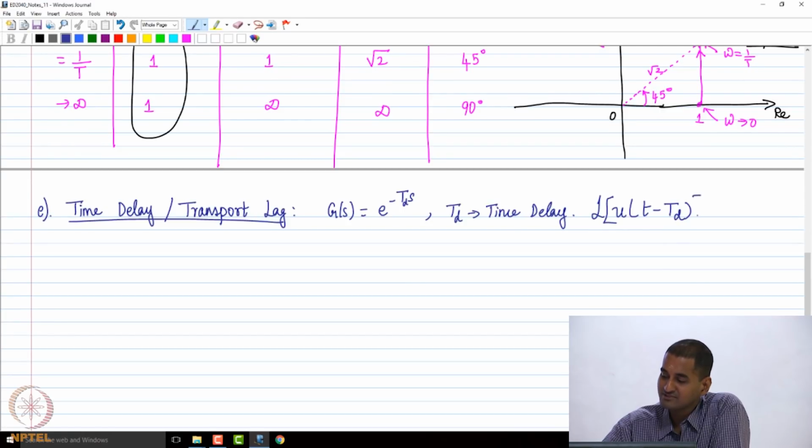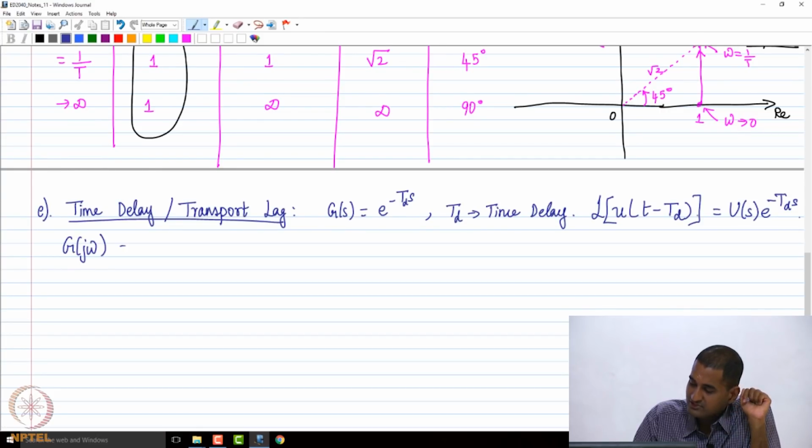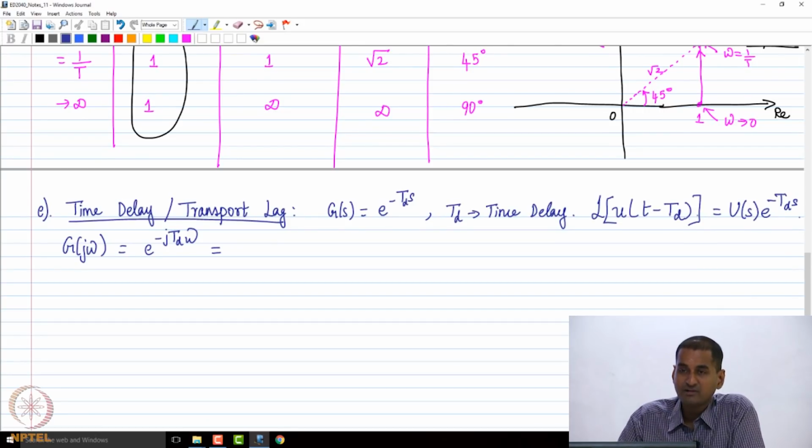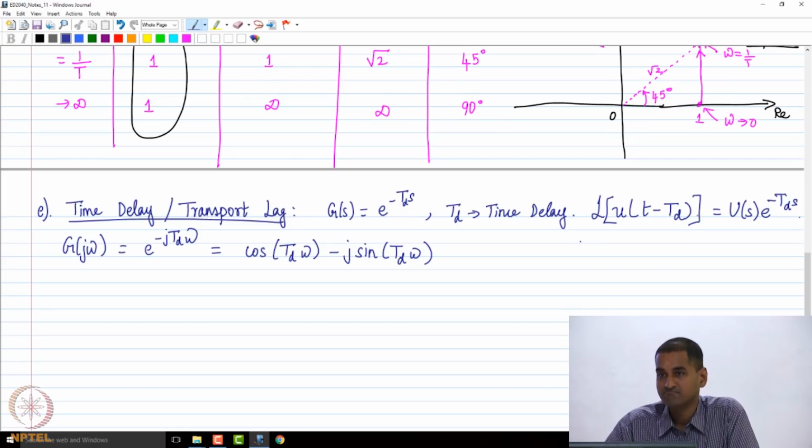Then if you take the Laplace transform of this, you are going to get U of s times e to the power minus T_D s. That's why the transfer function of the time delay is taken as e to the power minus T_D s. Let's construct the Nyquist plot for this. What will happen to G of j omega? This will become e to the power minus j T_D omega. How can I rewrite this? This is cos(T_D omega) minus j sin(T_D omega). That's the real part and the imaginary part, correct?